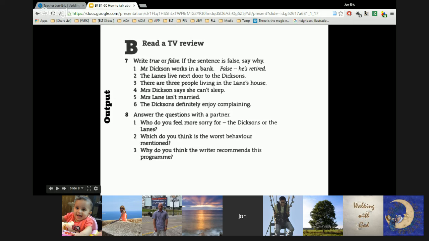I want you to read number 2. Sine, could you read number 2 for us? The Lanes live next door to the Dixons. Is that true? Yes. It is true. They're neighbors.